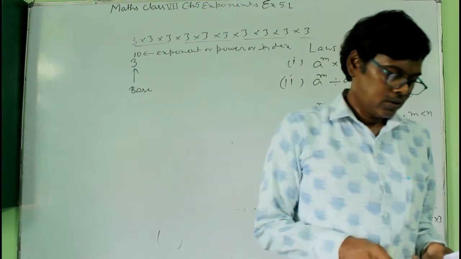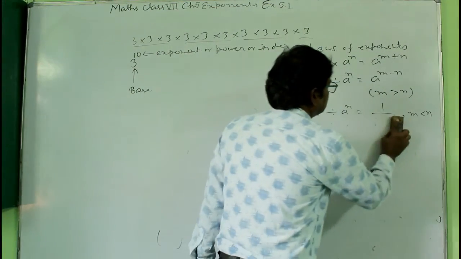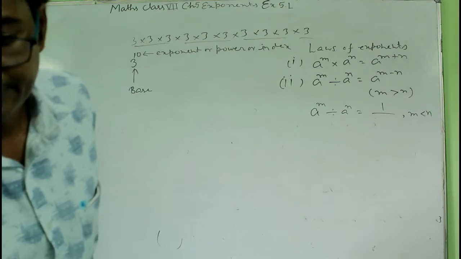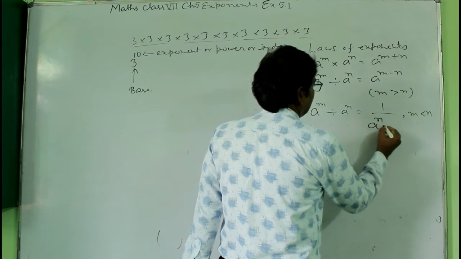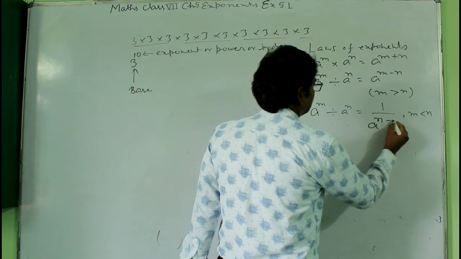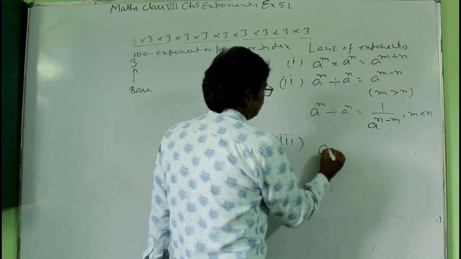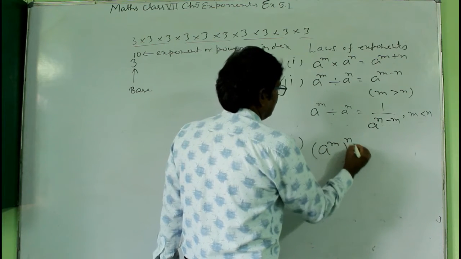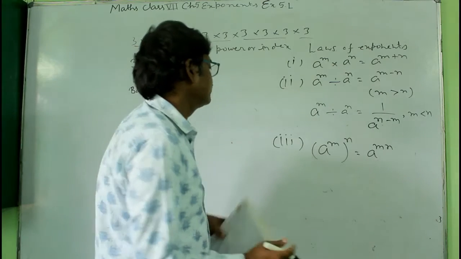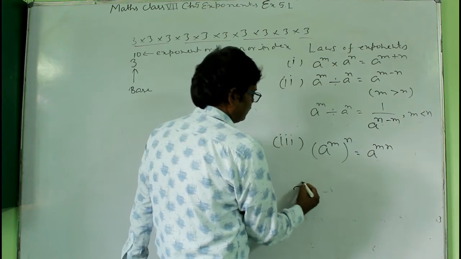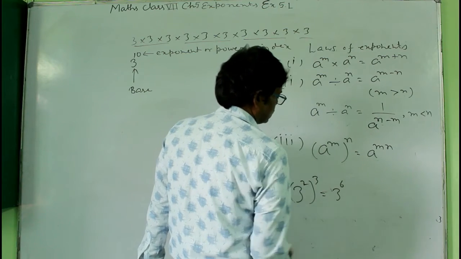And then law 3 and law 4. Here is the formula, and again I will write it: 1 by a to the power n minus m. And another one is a to the power m, whole to the power n, equals a to the power mn. Suppose you have 3 to the power 2 and the power 3 on it, then it will be 3 to the power 6. Okay, like this.